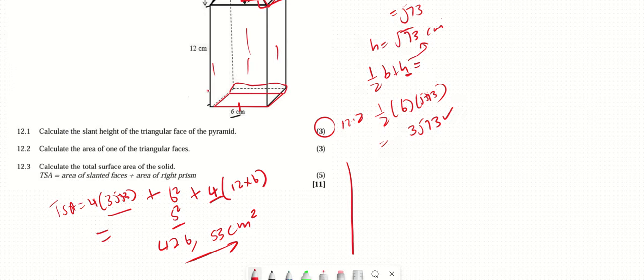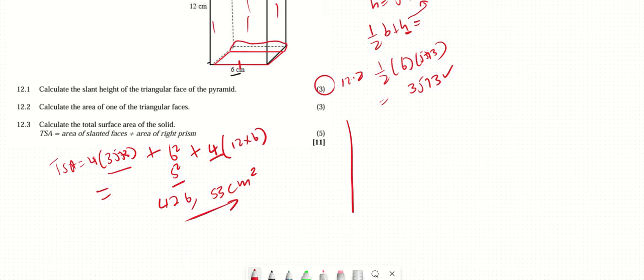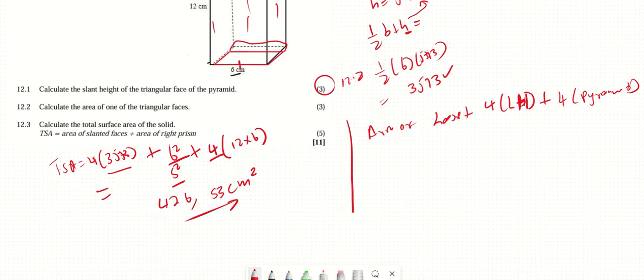Or we can even take this piece by piece: the area of the base plus the area of the walls of the prism. So this will be the base here, plus the area of the walls, which is 4 sides, length times breadth, or length times height, plus the 4 sides of the pyramid. So that's the question.